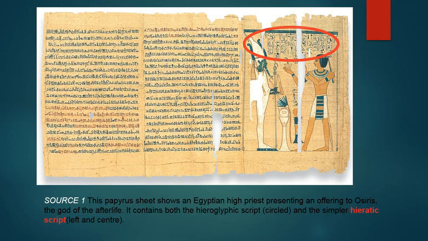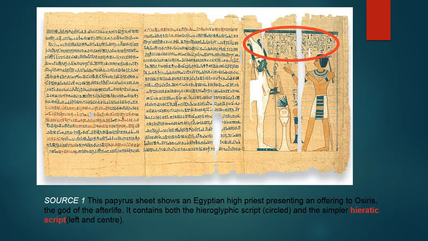Now here's an image of some ancient Egyptian hieroglyphics, and there's two parts or two different alphabets going on in this image. We can see that from the bottom information, source 1, this papyrus sheet. So papyrus was made out of a plant that grew along the banks of the rivers, especially the Nile River in Egypt. So on this papyrus, it's kind of a type of paper. This shows an Egyptian high priest presenting an offering to Osiris, the god of the afterlife.